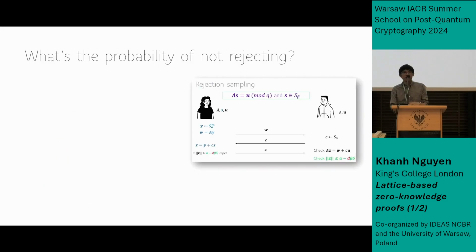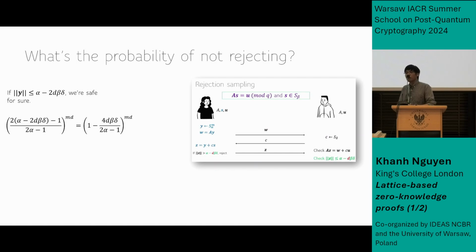Okay. So what's the probability of not rejecting? Well, the scheme is not very interesting if we need to repeat a million times, right? So that's where setting alpha will be important. We know that if the size of Y is small enough, then Y plus CS will satisfy this norm check. So if Y is at most alpha minus 2d beta delta, then if I add the CS, Y plus CS will have a norm within that range. So what's the probability of hitting that?